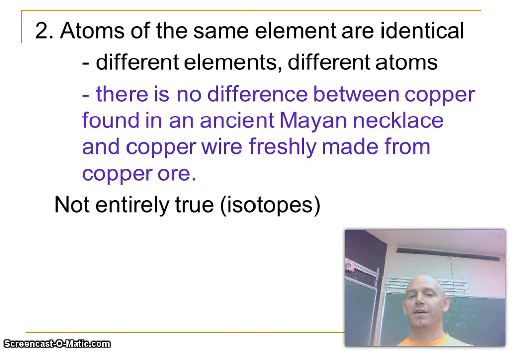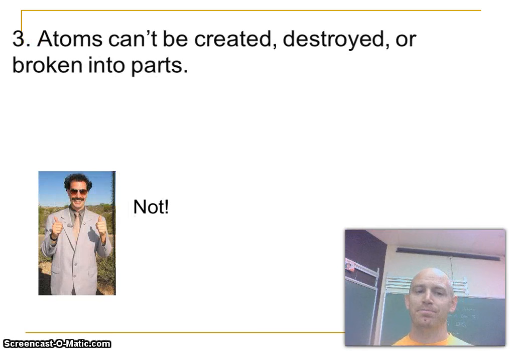You can have, for example, oxygen 12 and oxygen 13. They have the same number of protons, the same number of electrons. They differ in the number of neutrons. Good job. I heard someone, I think it was in the back, say it. But different numbers of neutrons. So they're not exactly the same. But we'll talk more about that later.